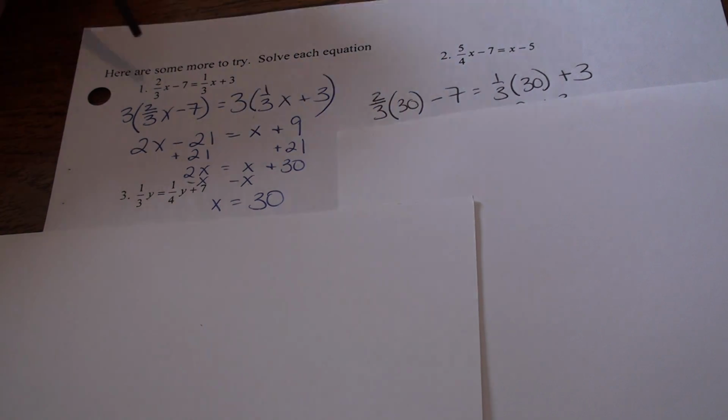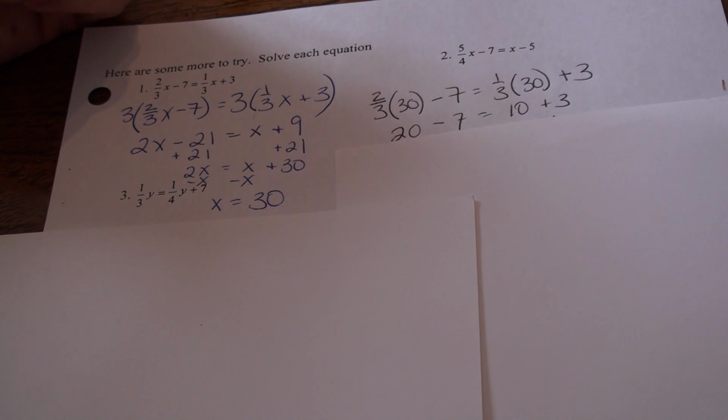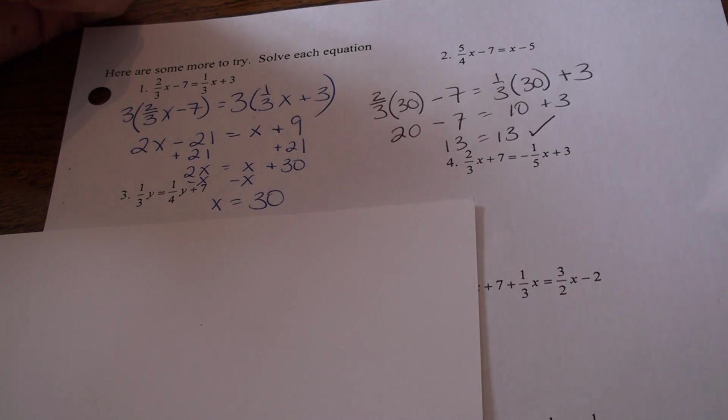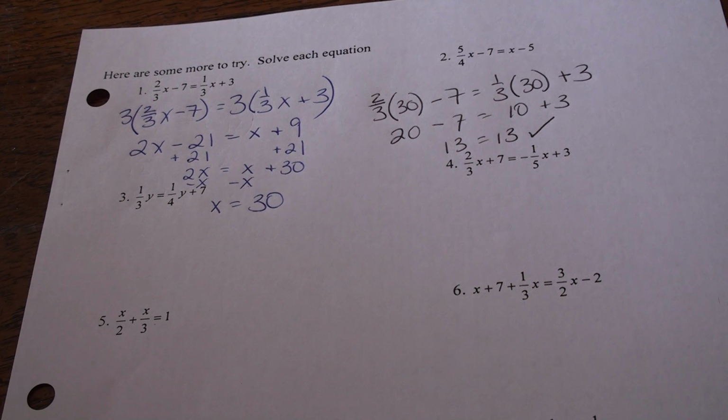So we have 2/3 times 30 minus 7 equals 1/3 times 30 plus 3. 2/3 times 30 gives us 20, and 1/3 times 30 gives us 10, since we're doing our order of operations. 20 minus 7 is 13, and 10 plus 3 is 13, so 30 is the correct answer.